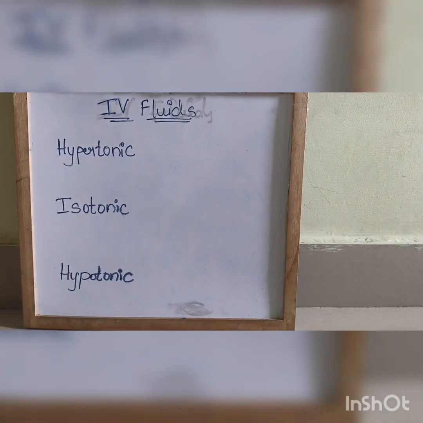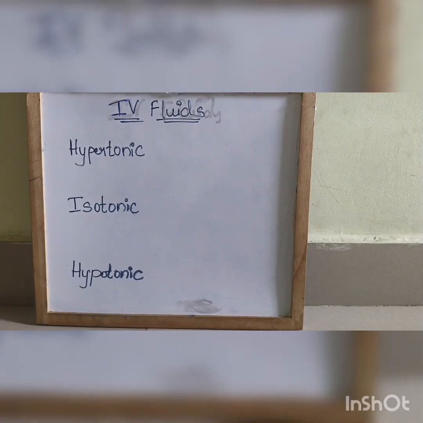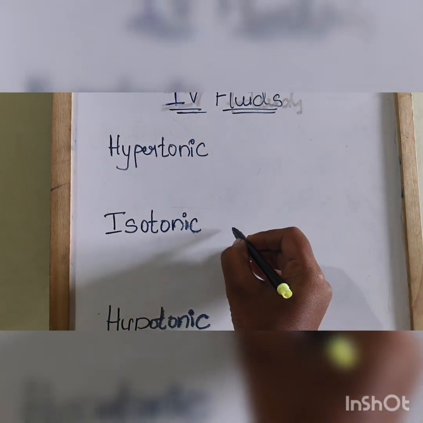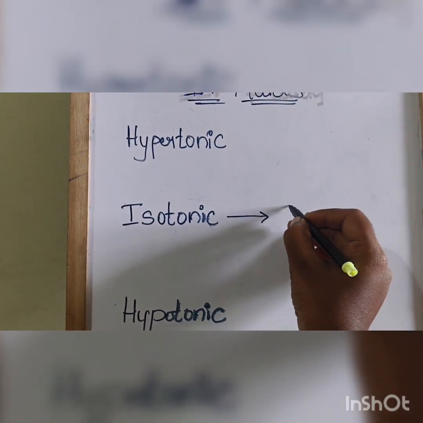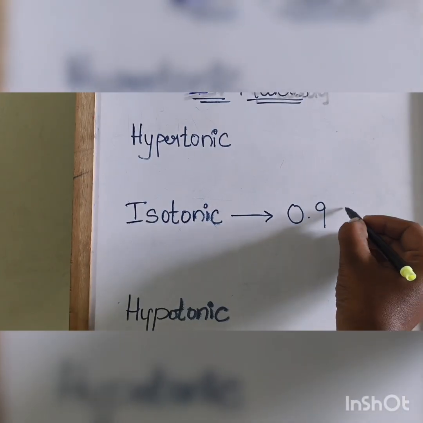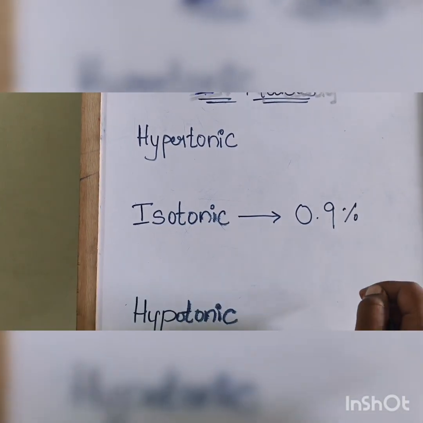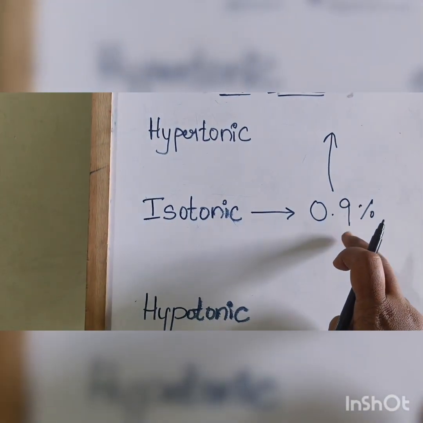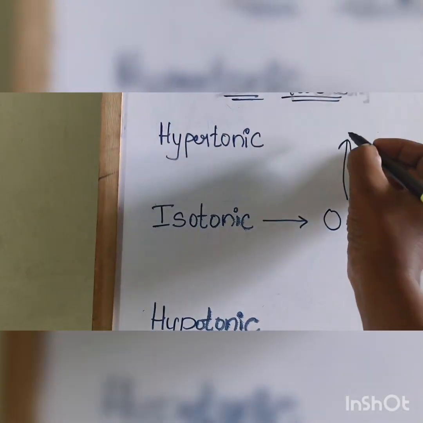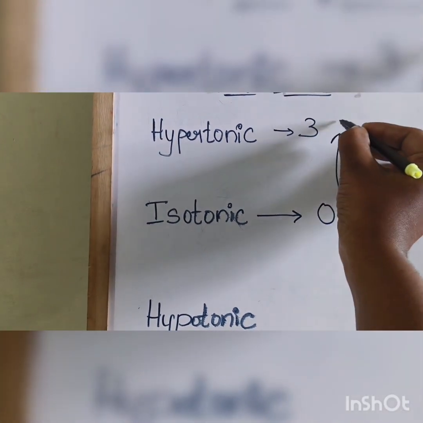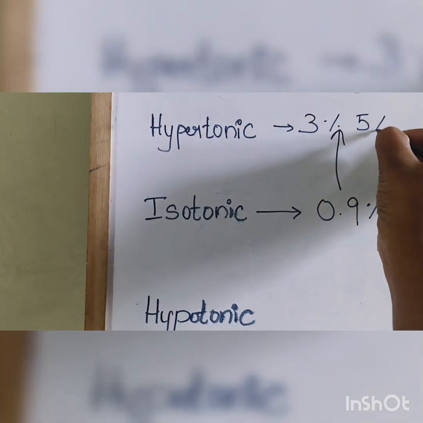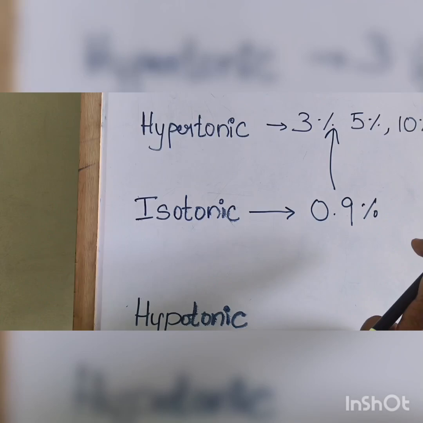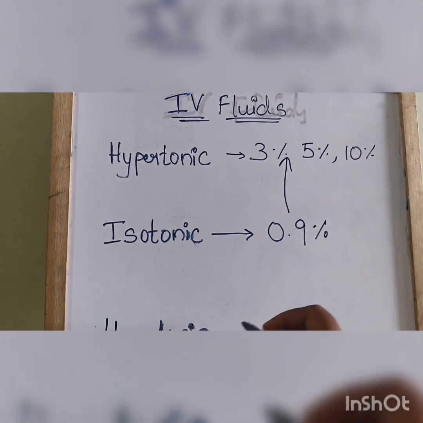Okay, now we will discuss IV fluids. There are three types: hypertonic, isotonic, and hypotonic. First we will discuss isotonic. Isotonic is 0.9%, a normal concentration, the same concentration as in our body fluids. That is called isotonic. Hypertonic means more than 0.9%, and the fluids we are giving at 3%, 5%, 10%, everything is hypertonic.